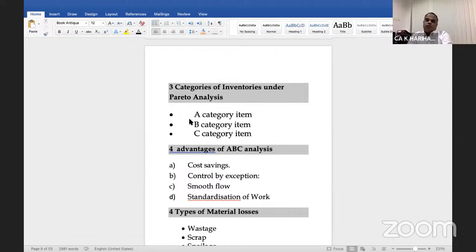A very frequently asked question: what are the four advantages of ABC analysis? Cost saving, control by exception, smooth flow, and standardization of work.